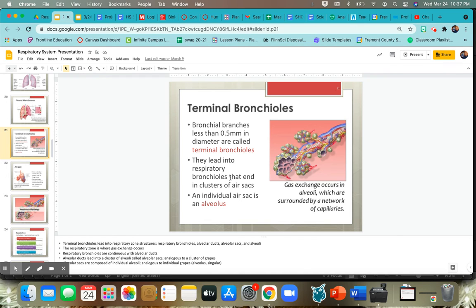The respiratory bronchioles are continuous with the alveolar ducts, so the end of this bronchus just keeps moving. There's no stop, there's no gateway, it just keeps moving into the ducts of the alveolus. Then those alveolar ducts lead into an alveolus, which comes into the sac, which looks like a cluster of grapes, which we call an alveoli. Alveolar sacs are composed of individual alveoli, which look like a single grape. So that's where the gas exchange happens.